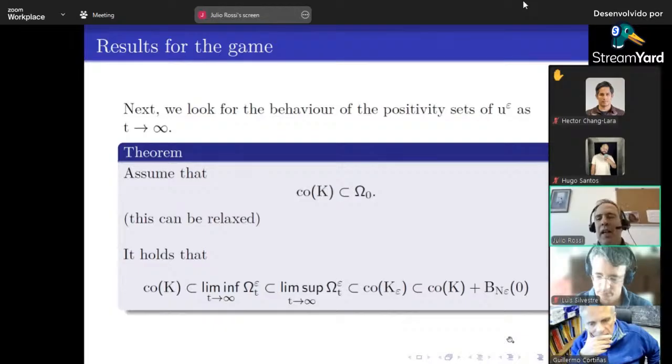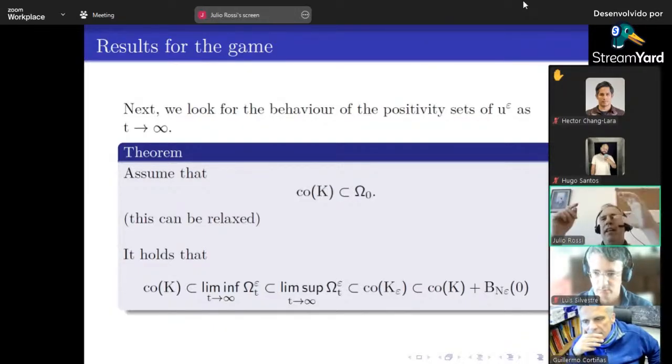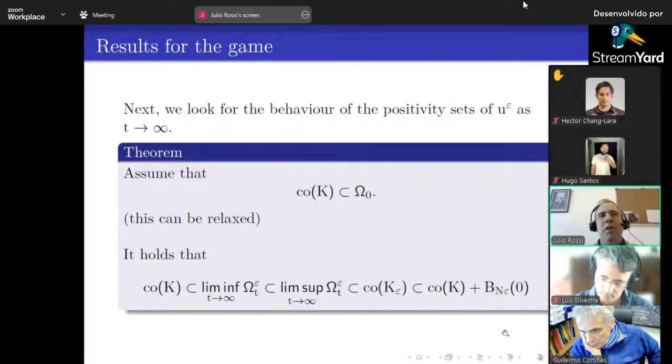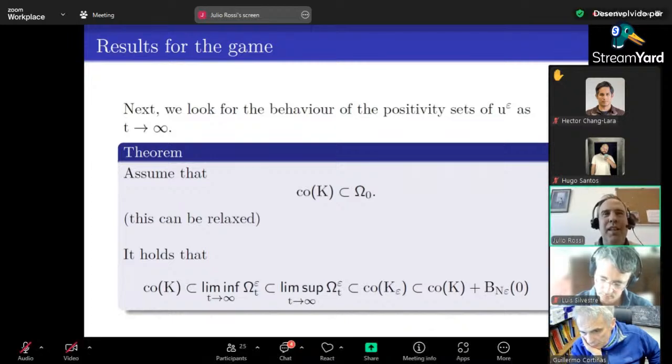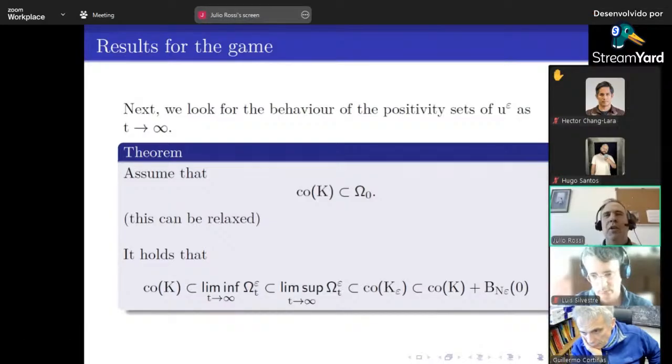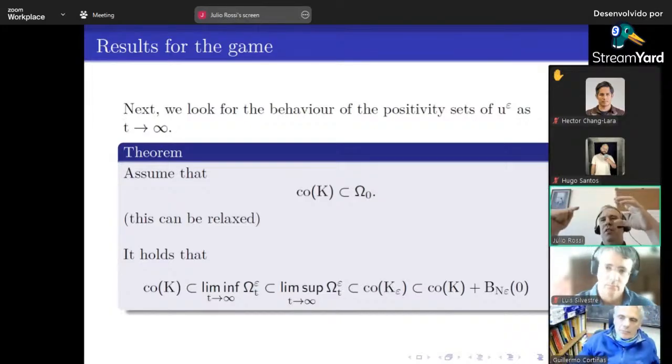For the game, when you are inside the convex hull of these two balls, you have a clear strategy. Paul has a clear strategy, not me, but Paul has a clear strategy that is point in this direction. If you point in this direction, you will never exit. You will remain there forever. And when time is exhausted, you will get something positive because you are assuming that the convex hull is contained in omega zero. So for this case, you will be happy forever.